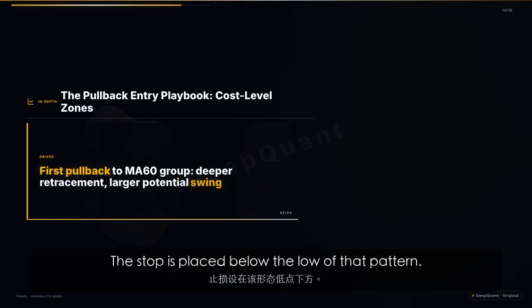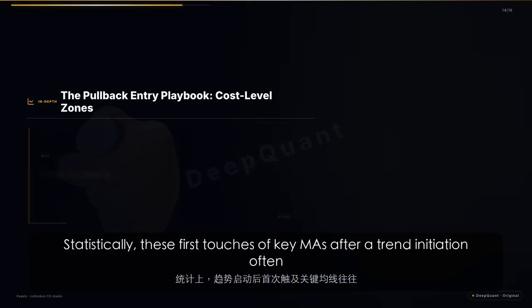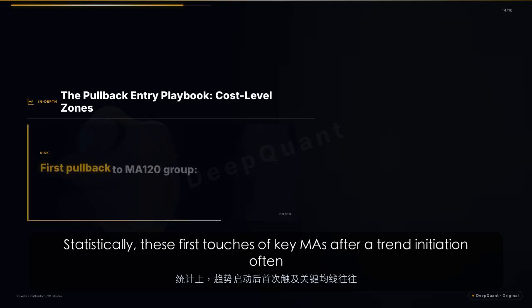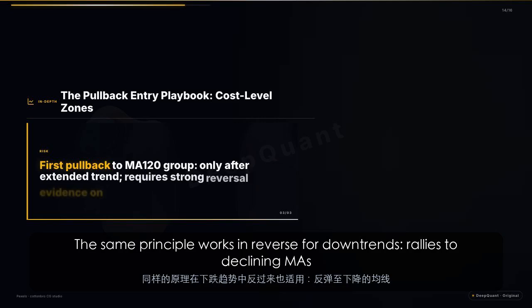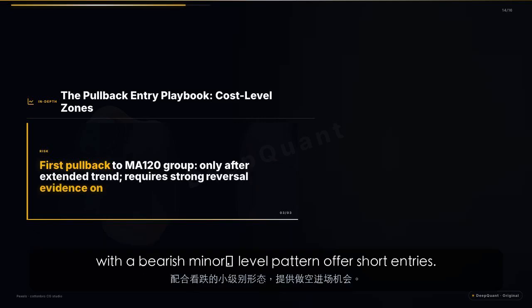The stop is placed below the low of that pattern. Statistically, these first touches of key MAs after a trend initiation often produce the most asymmetric risk-reward profiles. The same principle works in reverse for downtrends. Rallies to declining MAs with a bearish minor level pattern offer short entries.